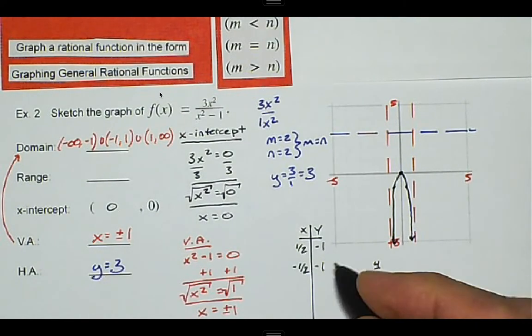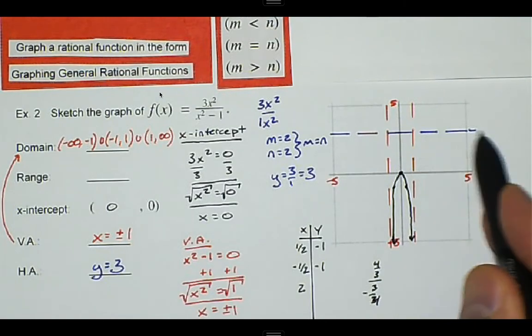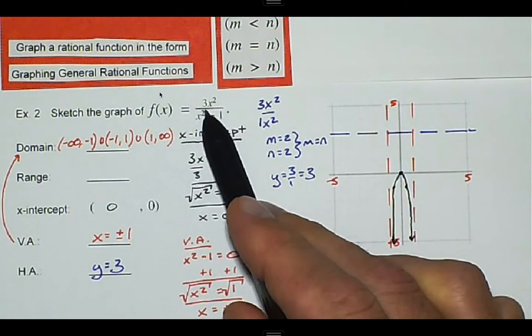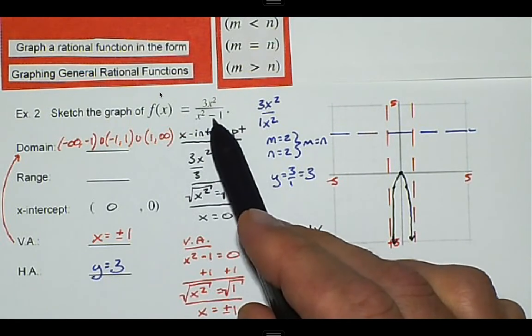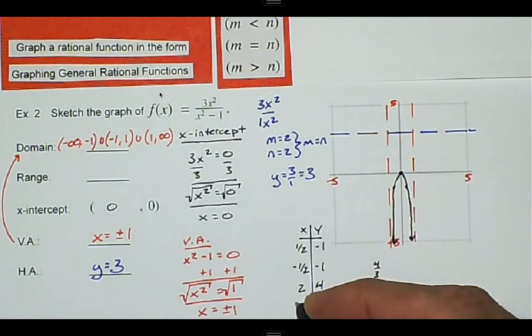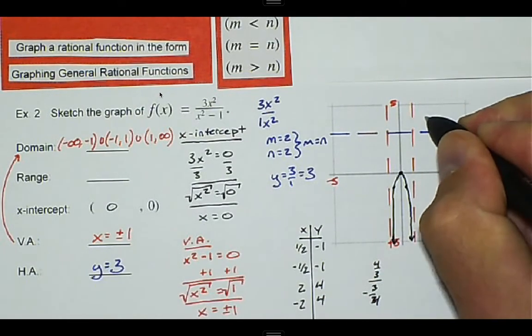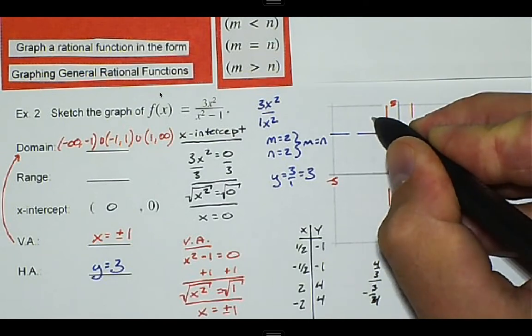Then we can pick 2. Now we're over here on this side of the asymptote. 2 squared is 4, times 3 is 12. 2 squared is 4 minus 1 is 3. So then we get (2, 4). And then (-2, 4) as well. So (2, 4) is right here, and (-2, 4) is right here.